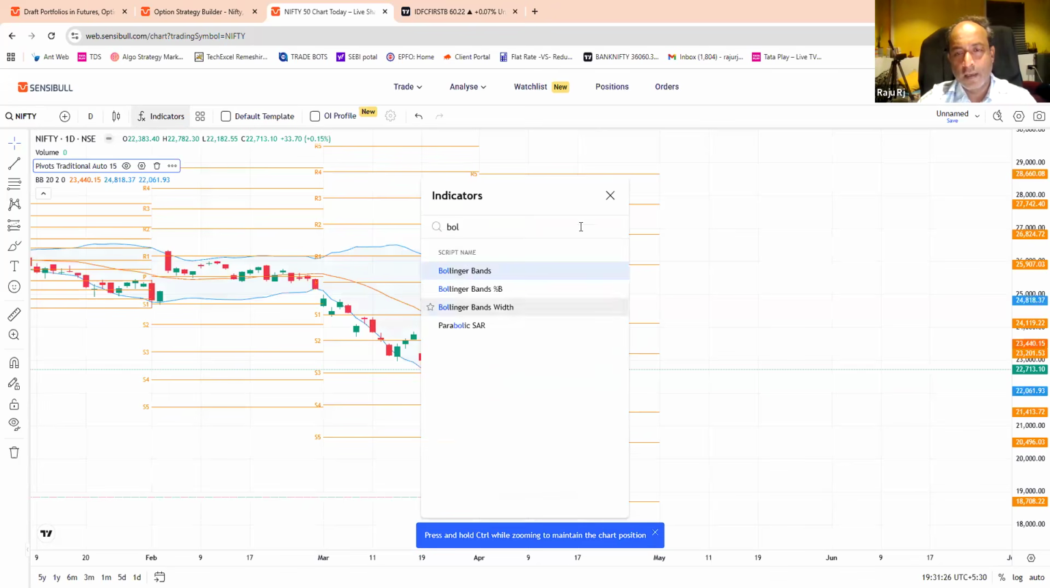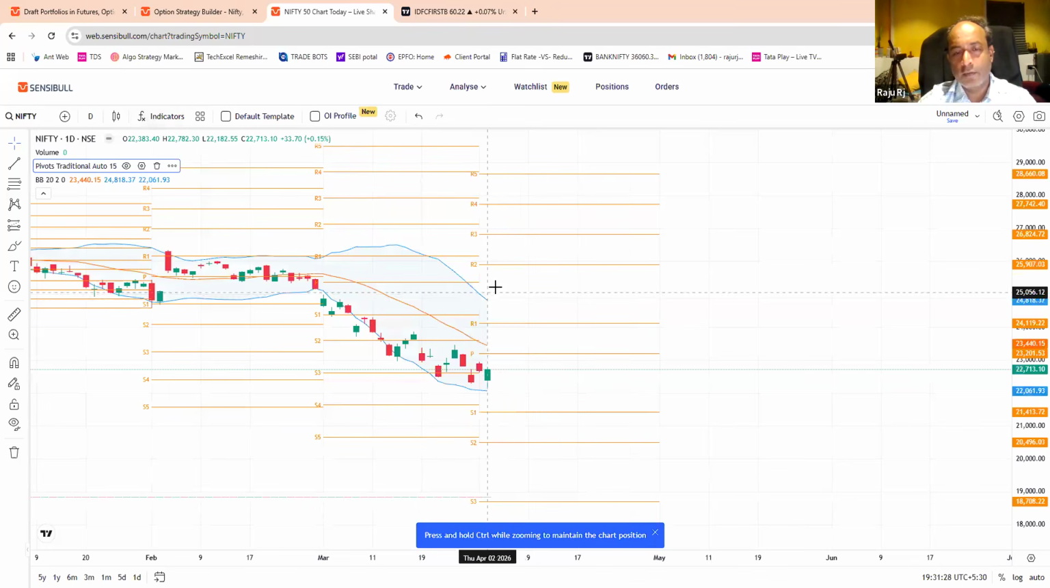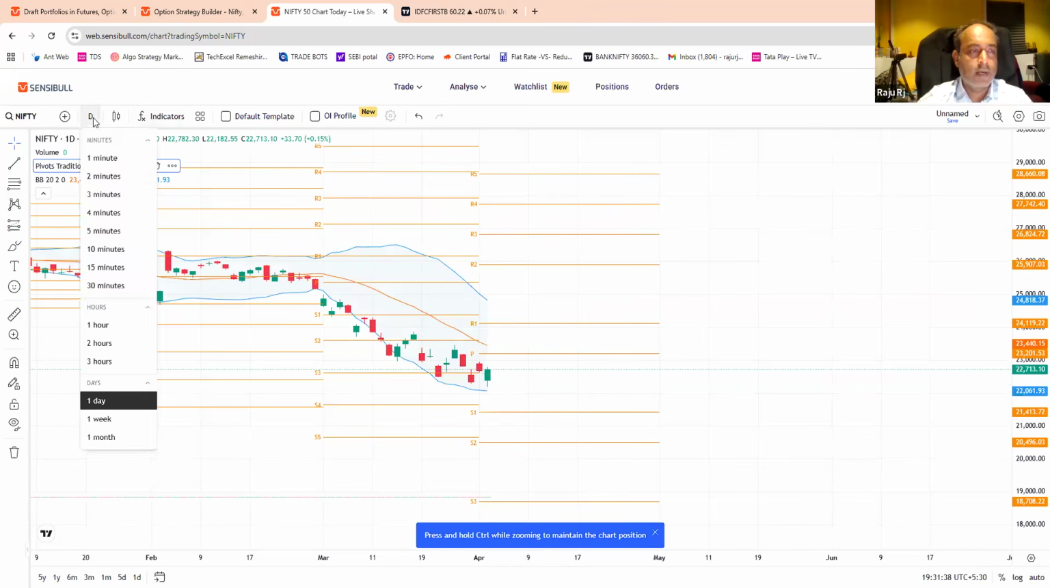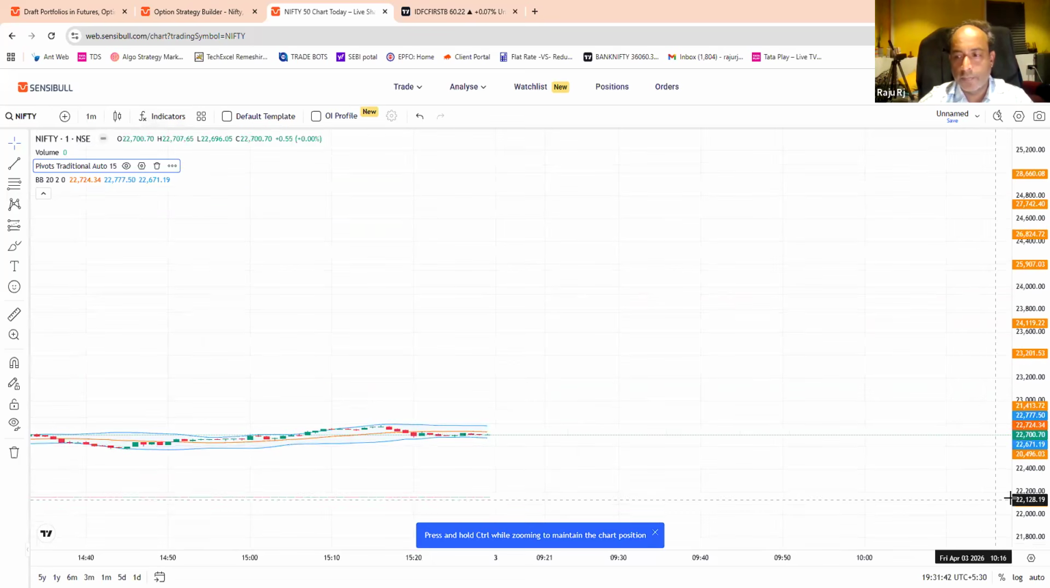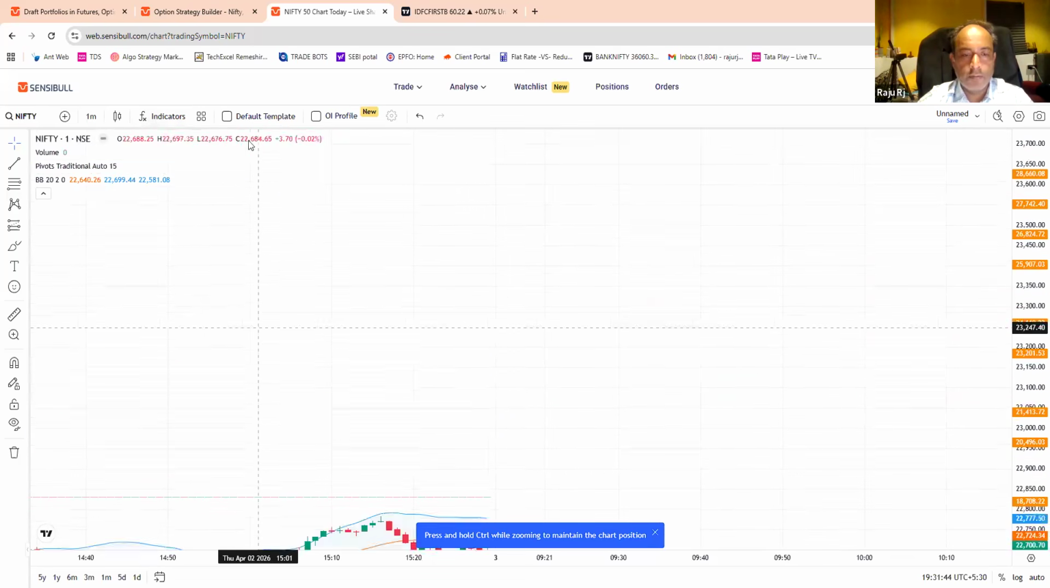You can just click on Bollinger Band. Usually Bollinger Band will help you see what the range would be here. This is the upper Bollinger Band, this is the middle Bollinger Band, and this is the lower Bollinger Band. You can go with different time frames, 1 minute, and everything changes here.